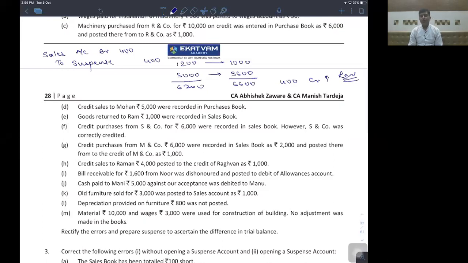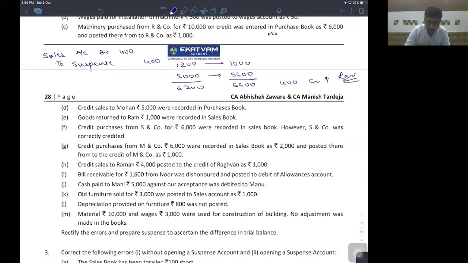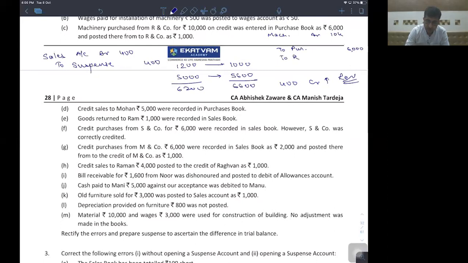Samyak, because this is not only a recording error but also a posting error, that's why we are supposed to rectify it with the help of suspense account. So my entry for this will be what? Machinery debit 10,000 to purchase 6,000 to R 9,000, and the difference being placed to suspense account rupees 5,000. Am I right? Yes or no?